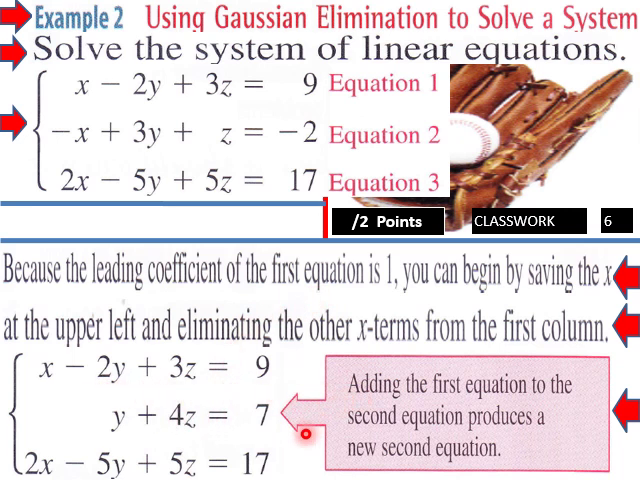So add the first equation to the second equation, which produces a new second equation. When we add this to that, that goes away. And we add these two, we add those to equation 2. We end up with y plus 4z equals 7 now for the second equation.